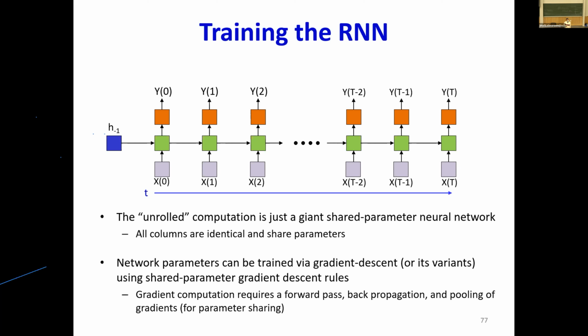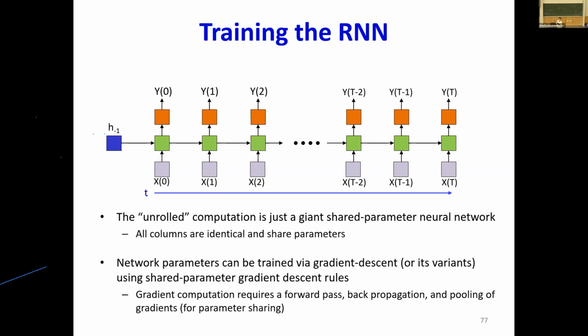Where are the shared parameters over here in the network? All the columns are identical, right? So any column has the same set of parameters as every other column. This is just a giant shared parameter network. This is what we're going to have to train.